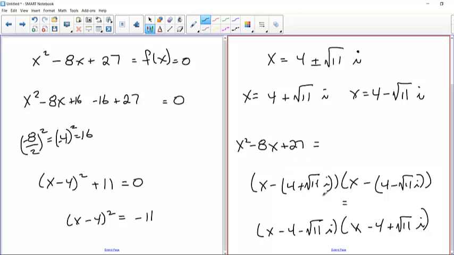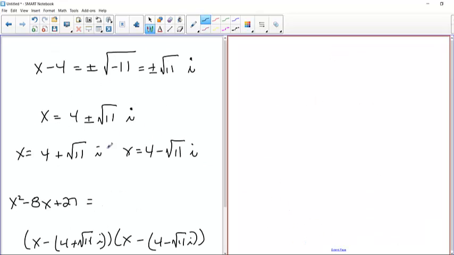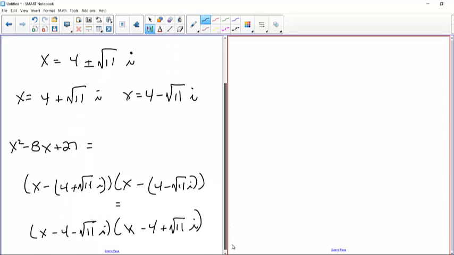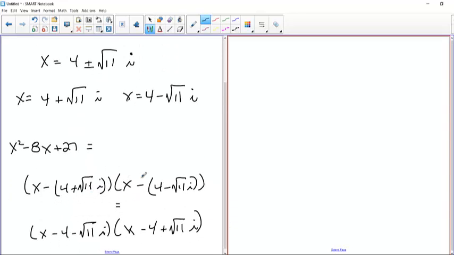Now usually we keep them in this form because this form you got 3 parts to it. So you can't use FOIL, you'd have to use something more complicated. But let's just prove that this works out. If I multiply these together, I should get back to x squared minus 8x plus 27. So we're going to use this, and we're going to use FOIL. So this is the two terms, this one and this one, this one, that one.